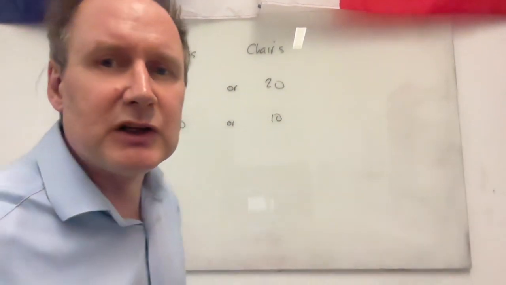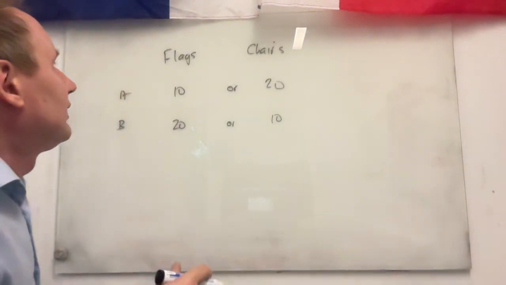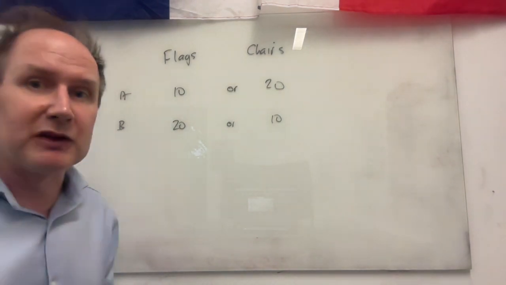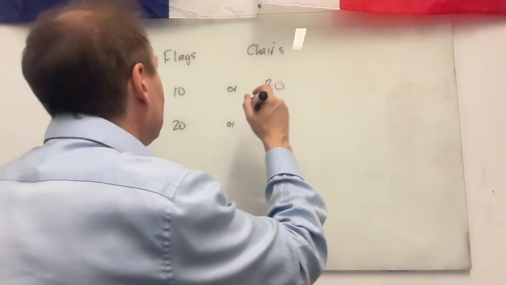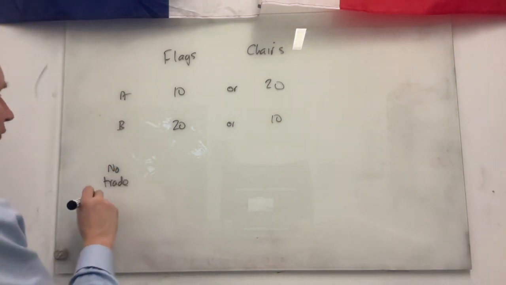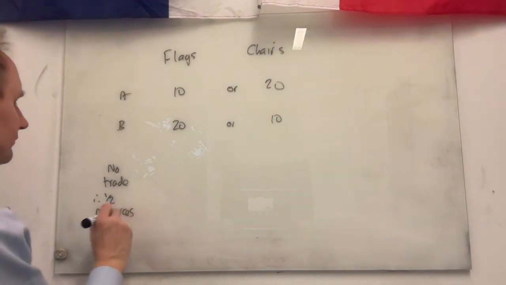So here the absolute and comparative advantage just line up. What's going to happen is that A is going to specialise in chairs and B is going to specialise in flags. But let's suppose, to start with, there is no trade. And what they do is, therefore, they put half their resources into each good.